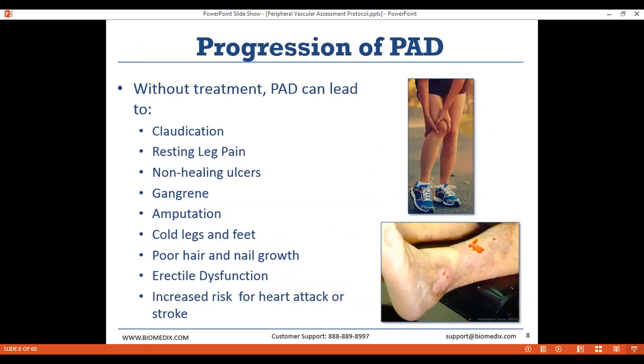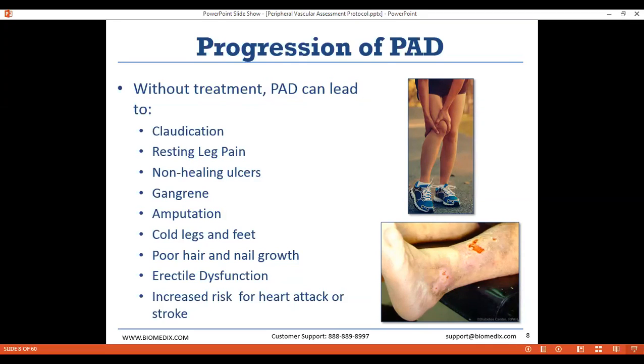Without treatment, PAD can lead to claudication. Intermittent claudication, or just claudication, is probably the most common symptom of PAD. That's pain while walking. You can imagine if there's not enough blood flow to the muscles in the legs, as you walk, those muscles start to cramp and burn or become tired because of that lack of oxygenated blood flow. As the disease continues, that can turn into resting leg pain, which is to say pain in the leg even when you're not walking, non-healing ulcers or gangrene.